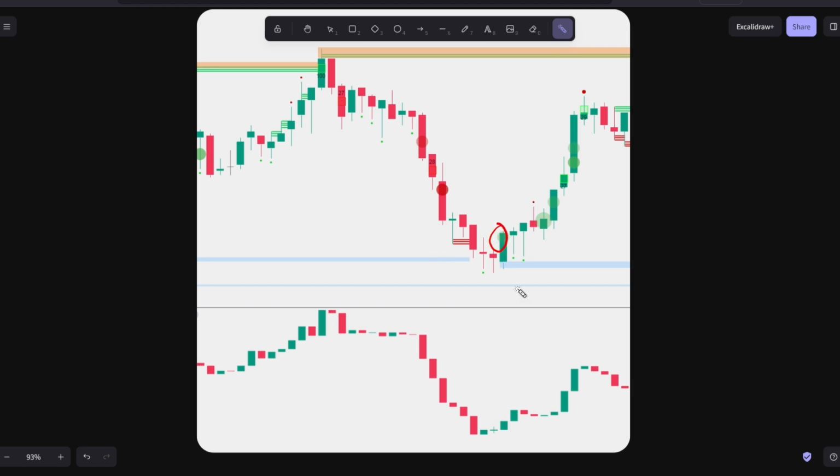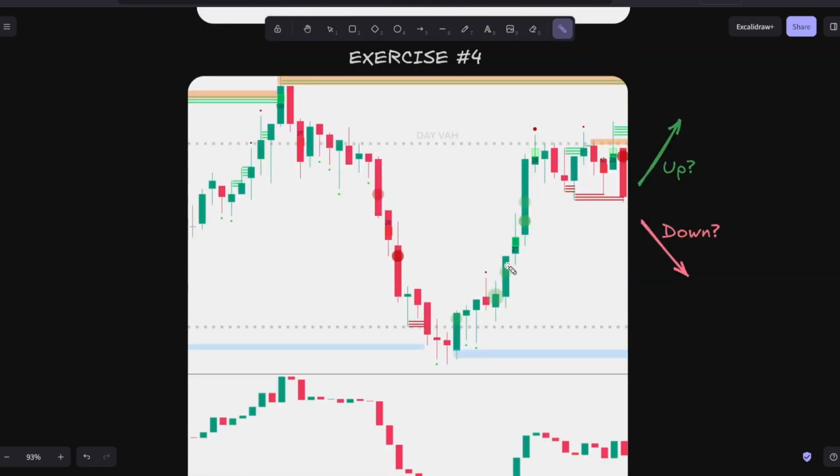And we got some aggressive buying. The delta starts to increase at this point. So this price did go upward, but I probably wouldn't take this long position. But nonetheless, if you said up, you would have got that one right. So good job, guys. Let's move on to the next one.